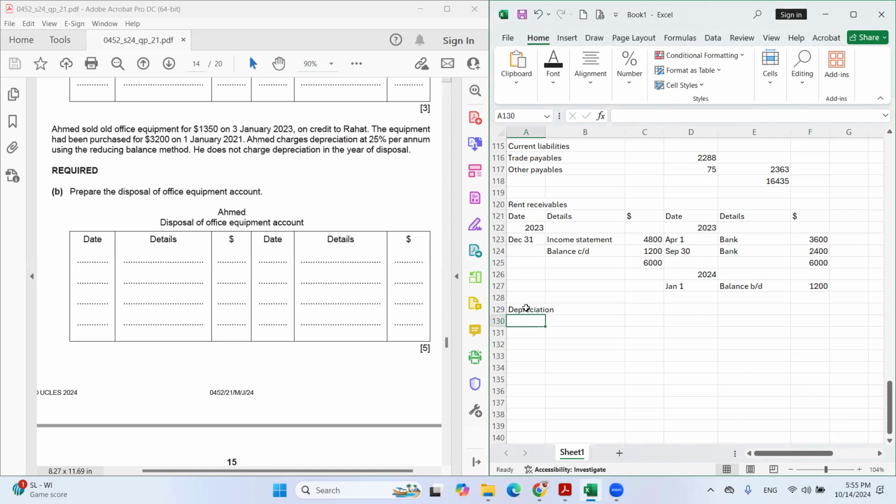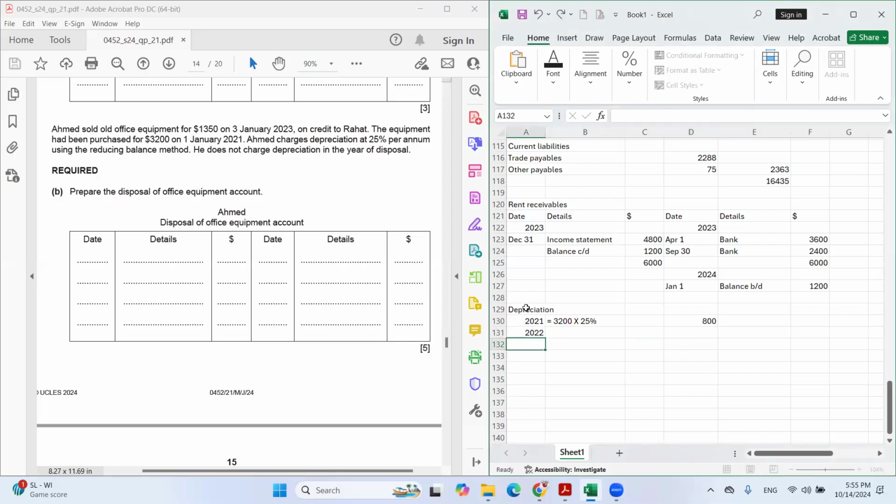When this asset was purchased in 2021, this is the first year depreciation. So how are we going to calculate the first year? Take 3,200. First year, no accumulated depreciation. Straight away times 25%, so you will get the amount: 3,200 times 25%, so 800.